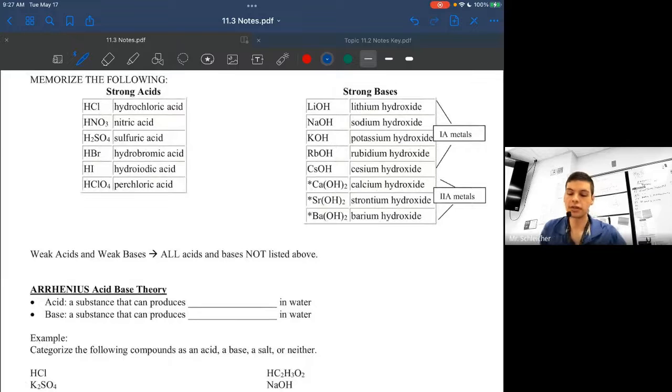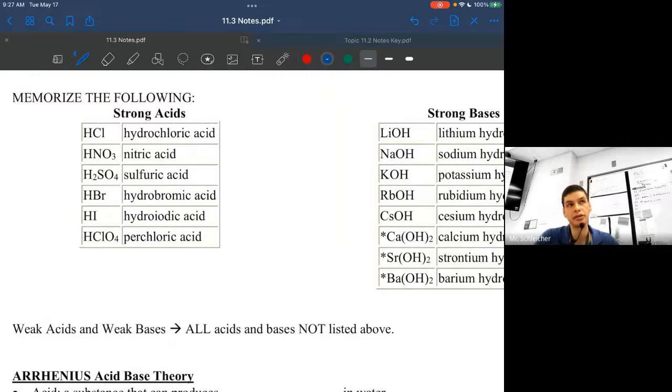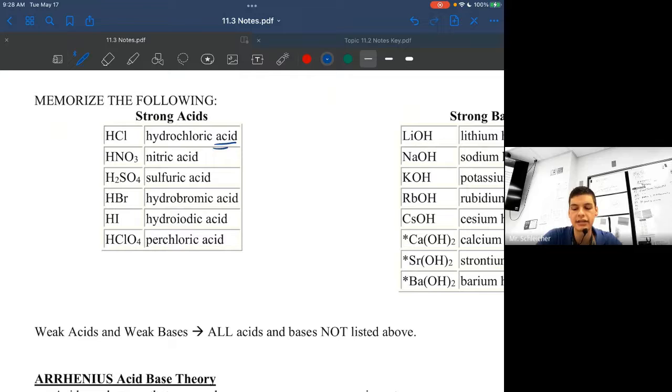So I'm not going to make you memorize what strong acid, what strong base, or what the names of anything are this year. But what I'd like you to do is try to notice the format of what an acid or a base looks like. Notice most of these acids tend to have an H in front. Most of the acids in this class will have a very obvious H in front. You can tell it's an acid just because of that.